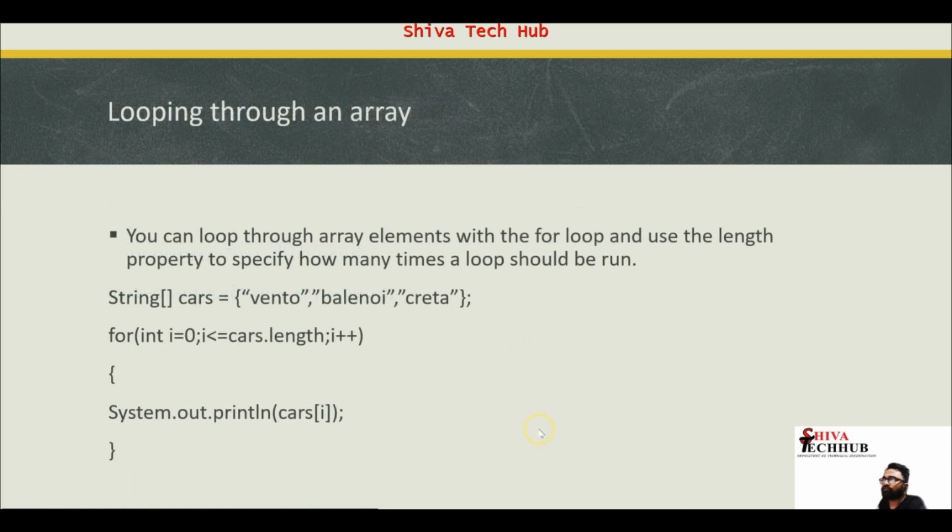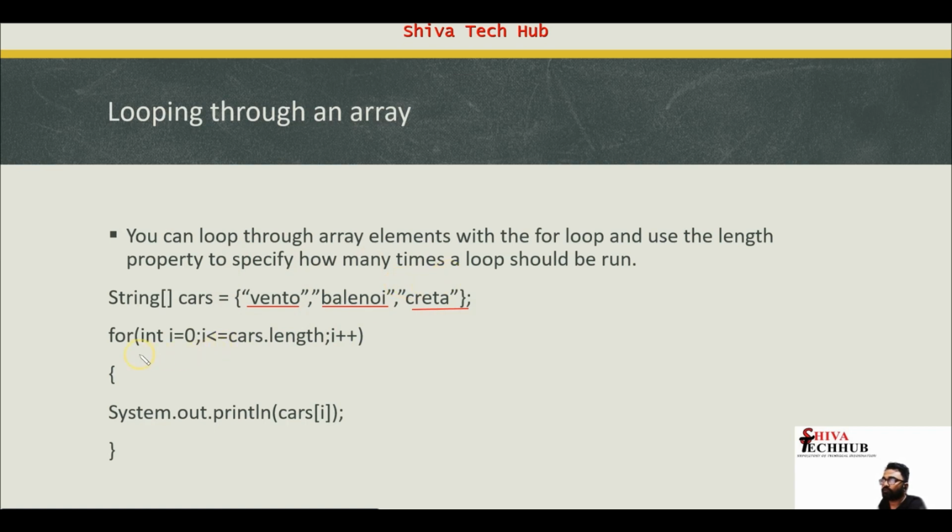Okay, so now let us look into how we can loop through an array. Looping through an array is nothing but, for example, as I said, an array holds multiple elements of similar types, right? If you want to get the elements that are present at each and every index position, we can do it by using loops, and this process we call looping. For example, string cars is an array that holds three strings, right? Vento, Baleno and Creta.